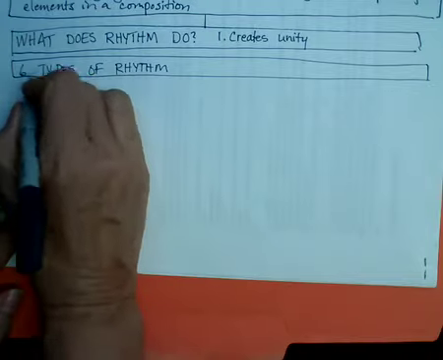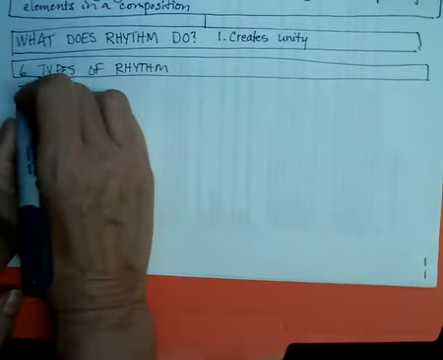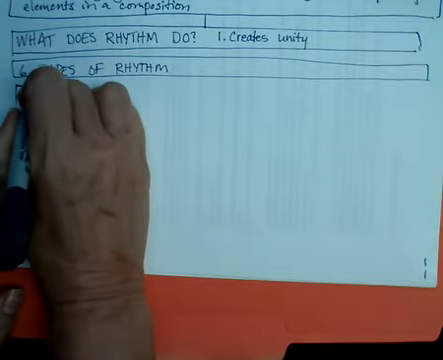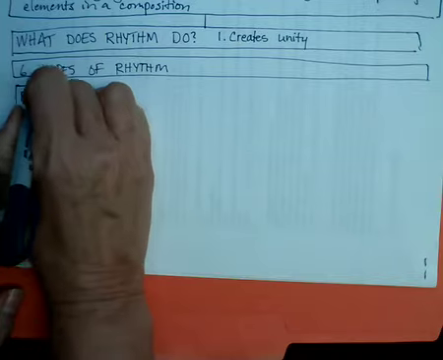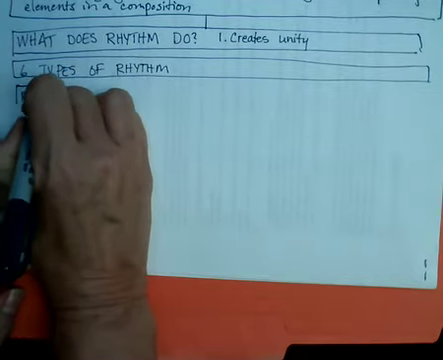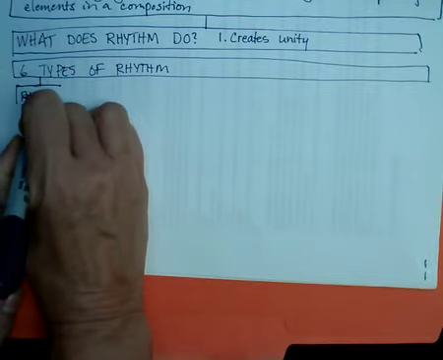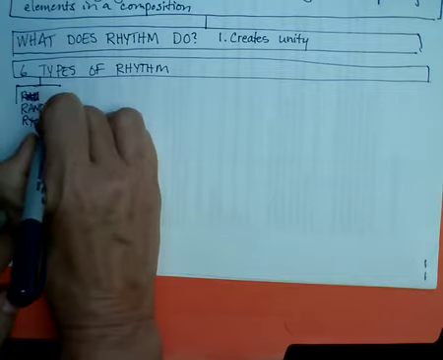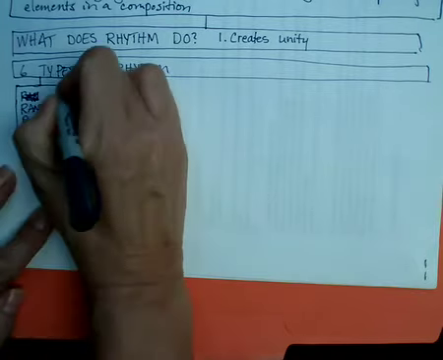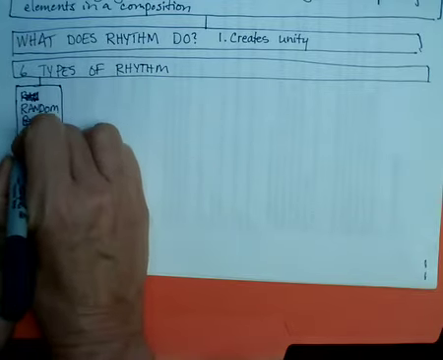Okay, one is going to be random rhythm. I guess you don't have to write rhythm every time, just write random. Random just means no apparent order.